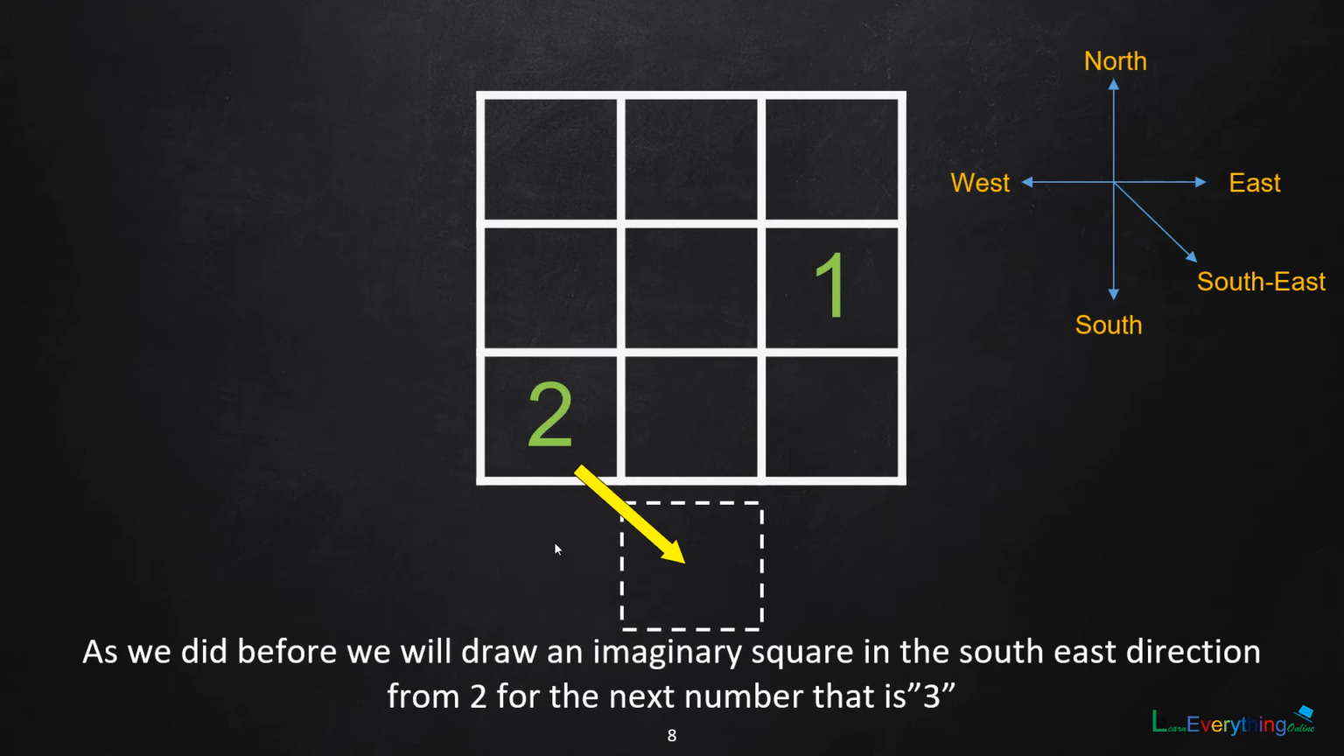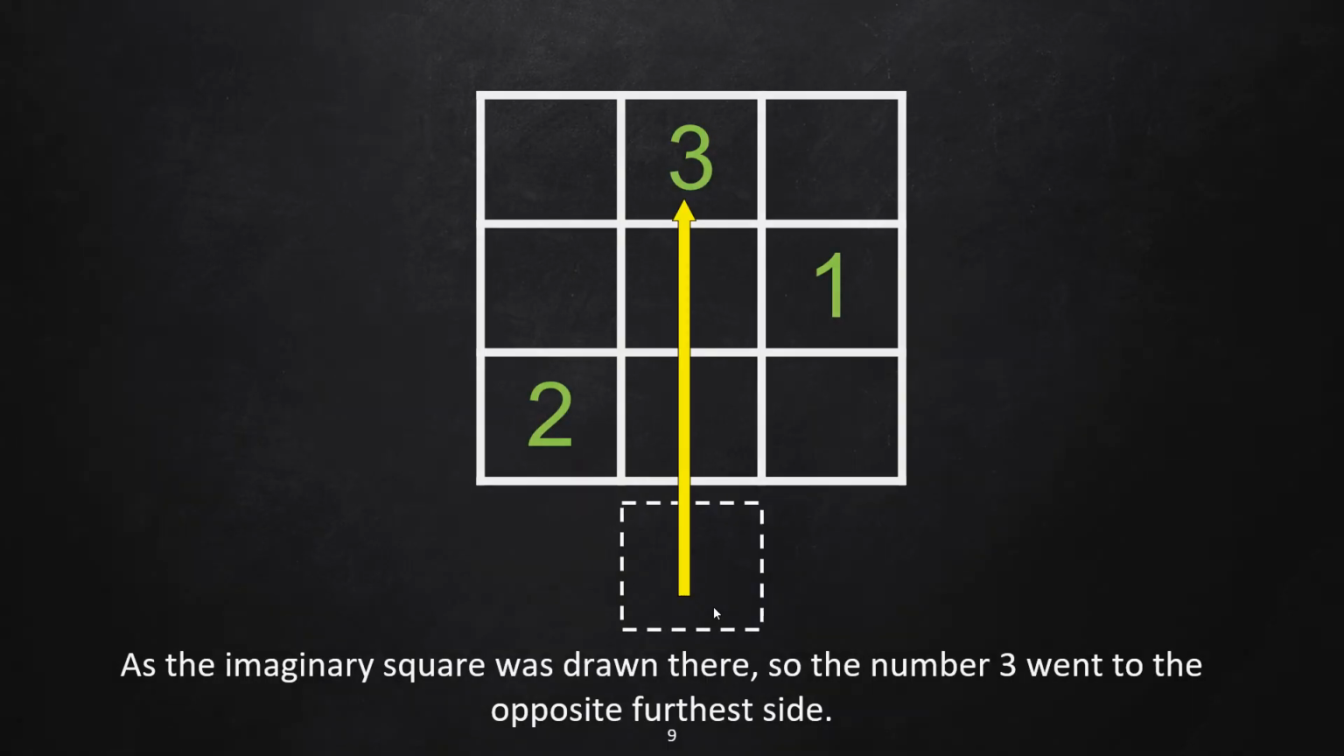As we did before, we will draw an imaginary square in the southeast direction from 2 for the next number, that is 3. So the imaginary square for 2 lies here. As the imaginary square was drawn there, the number 3 went to the opposite furthest side, which is right here.